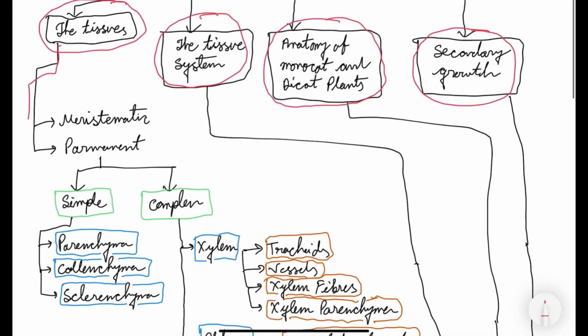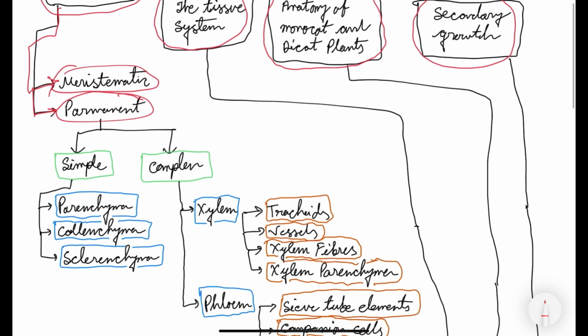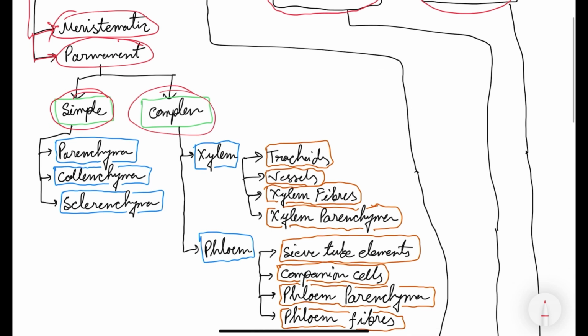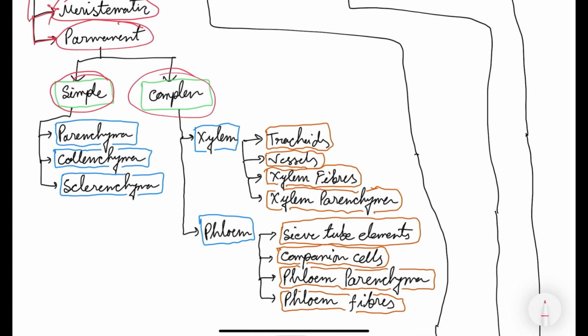Okay. So in tissues we have two sections. First, the tissues are differentiated into meristematic tissues and permanent tissues. The permanent tissue is further divided into simple and complex. Simple tissues means these three classes of tissues, each of them are made up of only one type of cells. And in complex tissues, the xylem and phloem classes of tissues are both made from different kinds of cells.